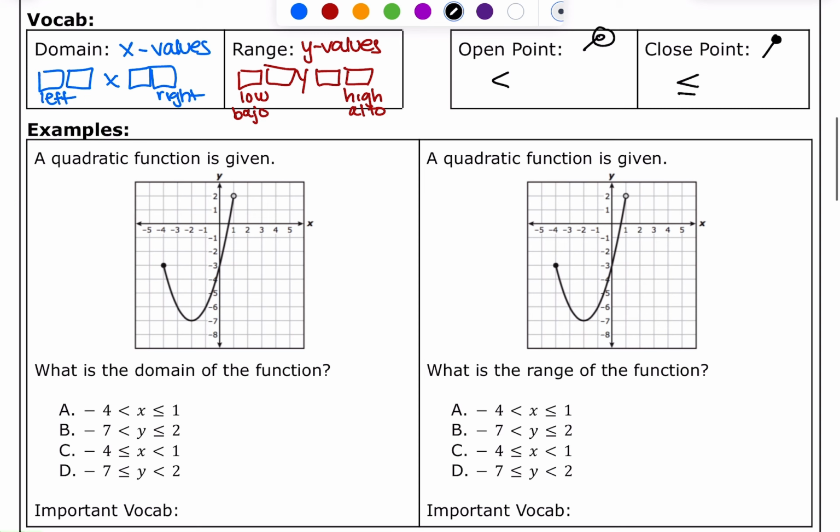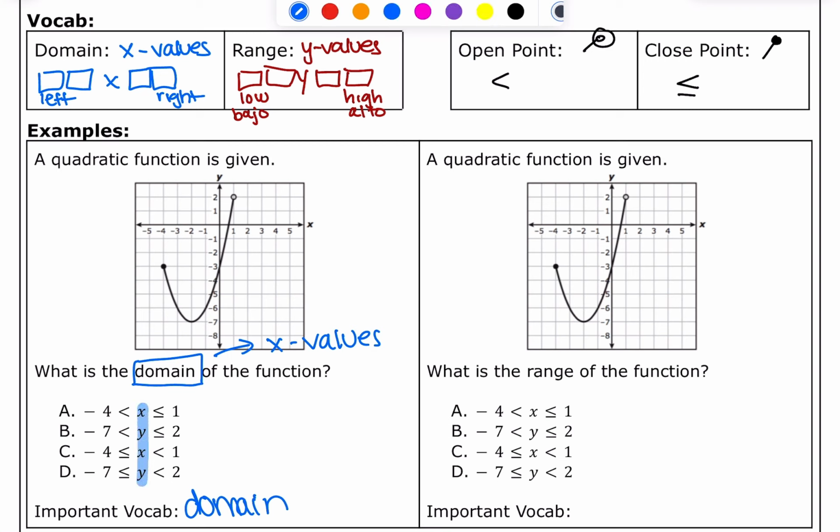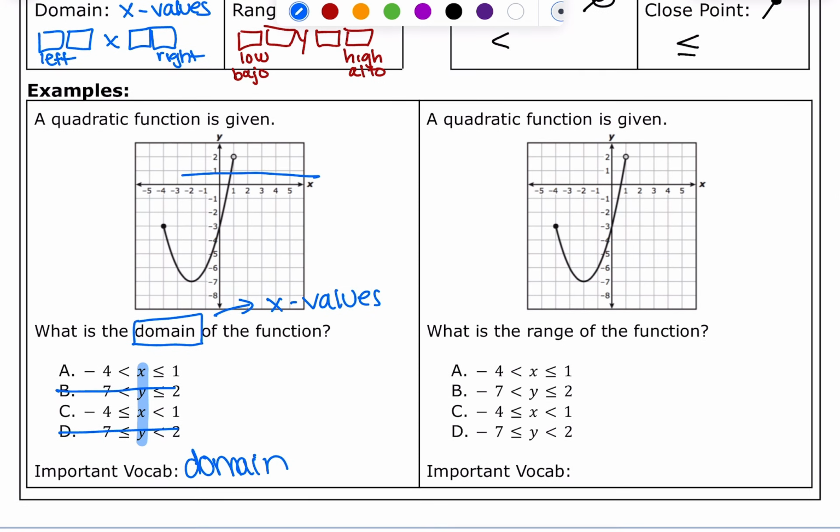Okay. So now if we're using this, looking at our first question, it says a quadratic function is given. What is the domain of the function? So remember, I know my important word is domain, and I know domain is x values. So if I know domain is x values, I can look at these and I know that B and D are wrong because they don't have x. Now, I'm looking at the x line. I'm going to get rid of my y numbers.